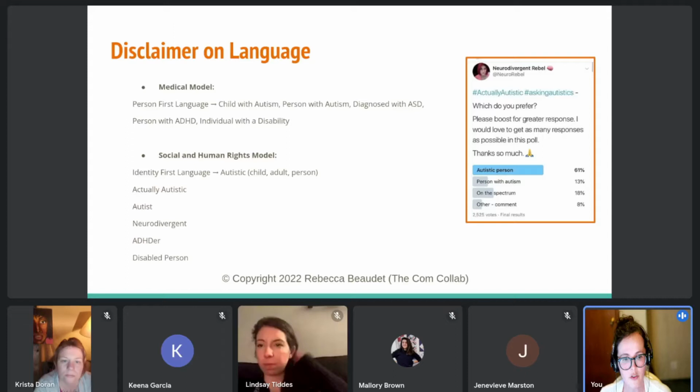Of course, everyone is going to have their own individual preferences, so it's always good to talk to the child or the family or the student that you're working with and see how they prefer to be labeled. But in general, when we're talking about the disabled community, we want to use that identity first language unless someone prefers otherwise.